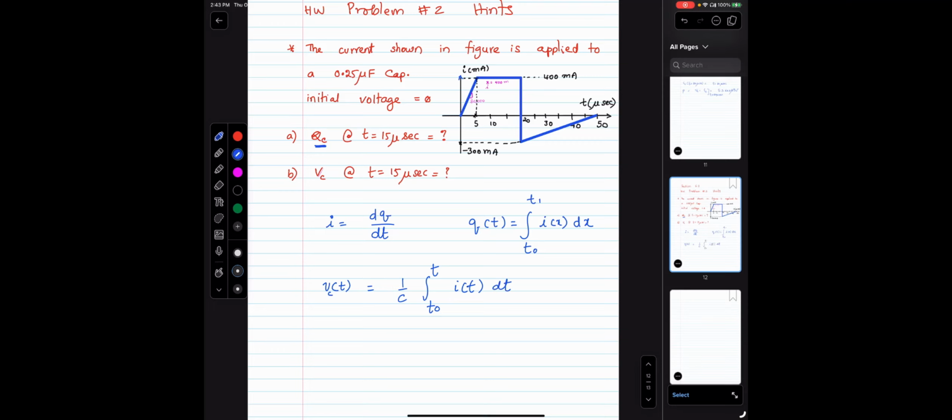So it seems we need the expression for current. If only we have the expression for current, we should be able to plug that into this equation, and then out come our expected outcomes, which are the charge and voltage.